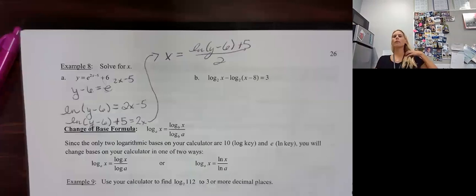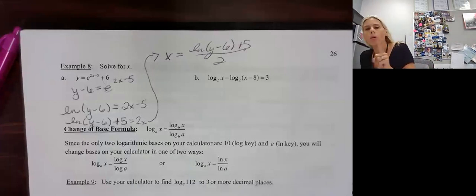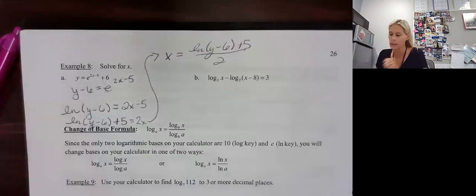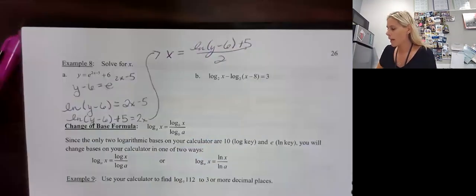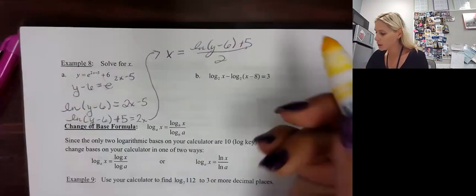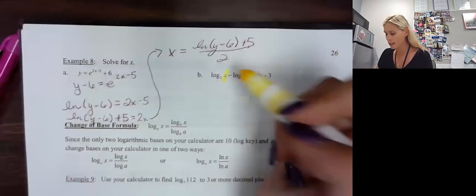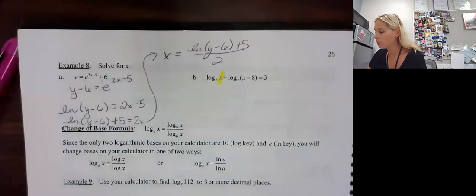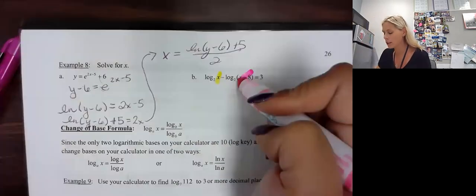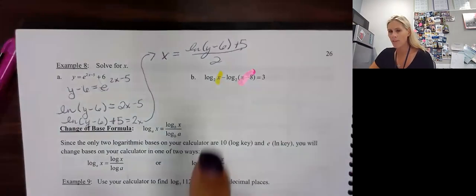Okay, on B, remember I said you can't solve it until you only have one log of that base. Well, look at this, subtraction, right? So again, that first log base 2 is positive, so that's in the numerator. And that second log base 2 is in the denominator because it's minus before the log.